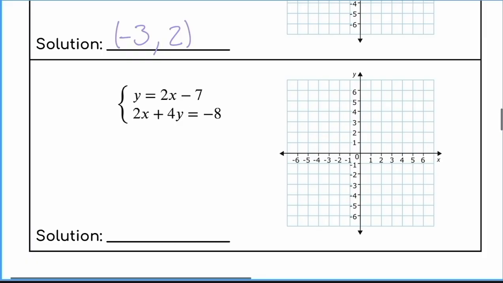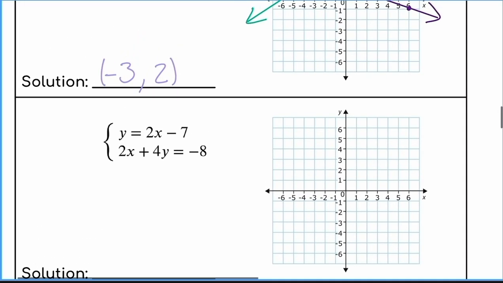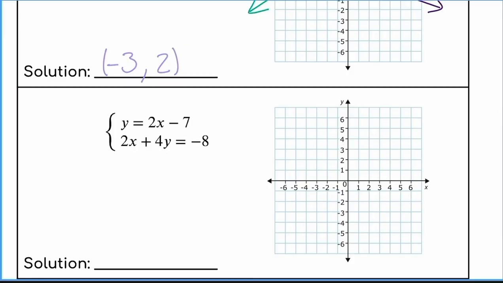All right. Let's go ahead and graph this first line that we have here. Y equals 2x minus 7. I am going to find -7 on my y-axis. There's no number there, but it's just going to be this line right here, that dot right there.